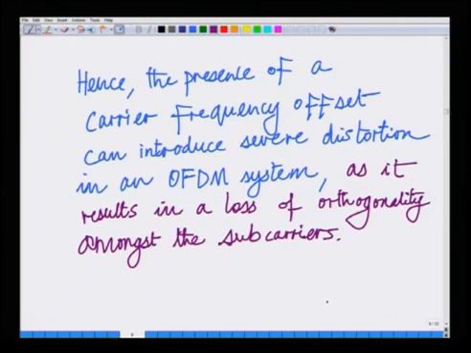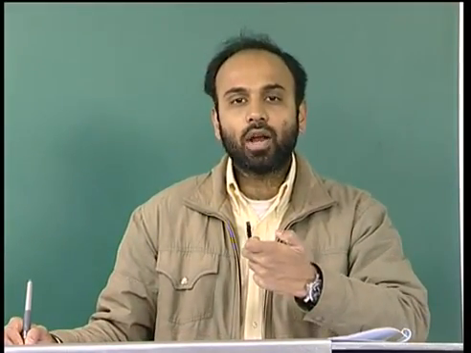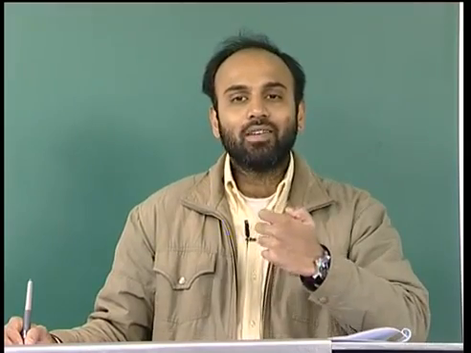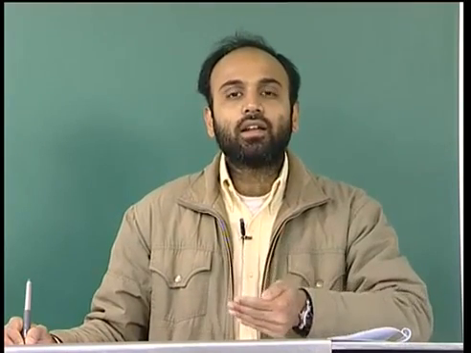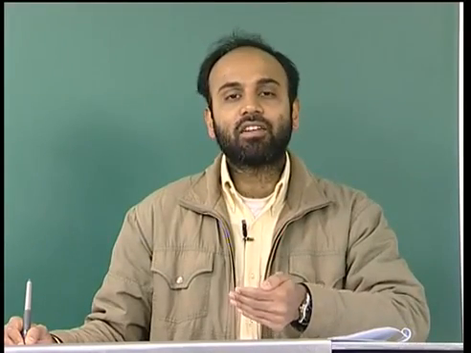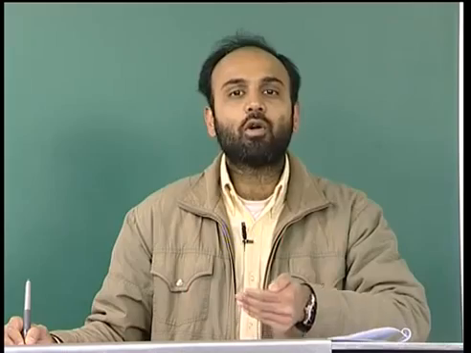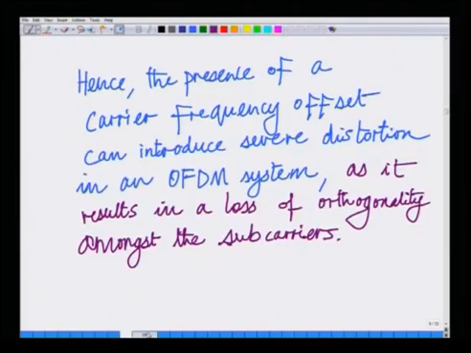The problem with the carrier frequency offset is that the OFDM system is a delicately balanced system, with overlapping orthogonal subcarriers. When you have a carrier frequency offset, it results in a loss of orthogonality of these OFDM subcarriers, thereby introducing interference amongst the subcarriers. Let us look at this pictorially.